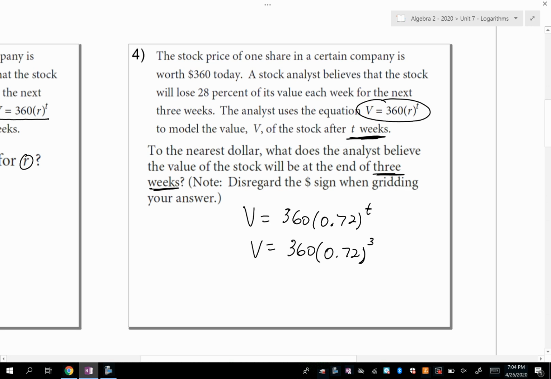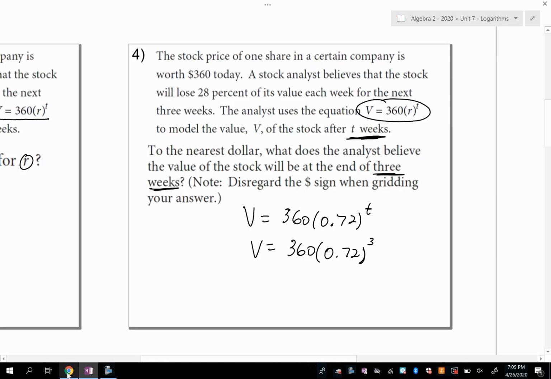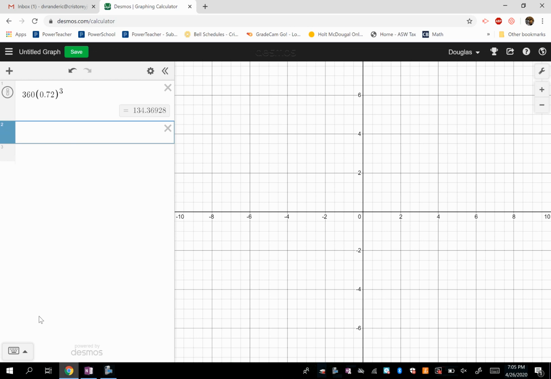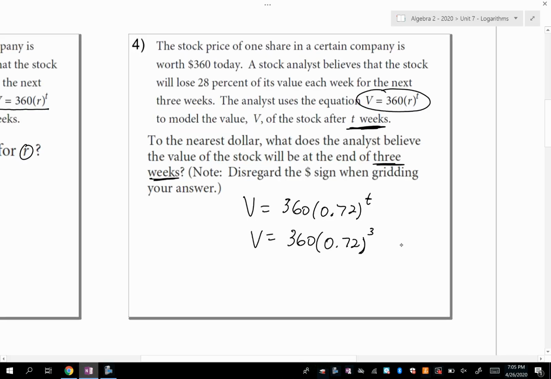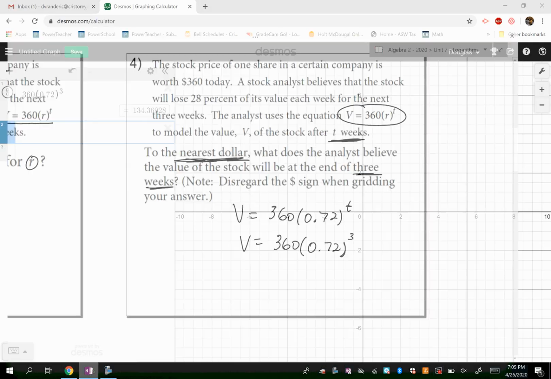If you have a calculator, go and pull it out. What I like to do, since we're doing everything remotely, is if you're using a laptop, Chromebook, whatever you have at your house, I like to go to Desmos. I can type in desmos.com, just hit start graphing, and you can type literally that exact thing in. So 360 times 0.72 to the third power. When you do that, it gives you your answer of 134.37. So that's going to be my answer, $134.37. And it says to the nearest dollar. So if this was really the SAT, then when I round it, I would get $134. Go and do that.